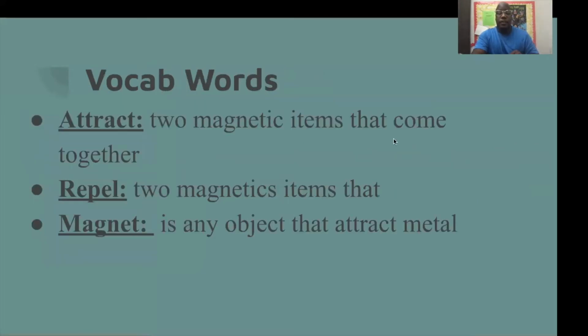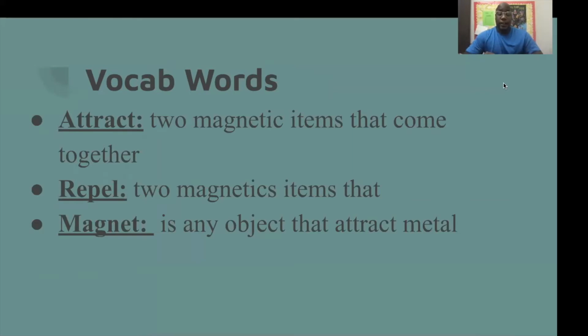Okay, let's move on to our vocabulary. For our vocabulary, we have attract: two magnetic items that come together. For instance, we have these two magnets. They will stick together. You see, they're sticking together. That means that they attract. Now, if I flip it to the opposite side, they will not attract. They're moving away from each other. They don't want to stick to each other. That means they are repelling.